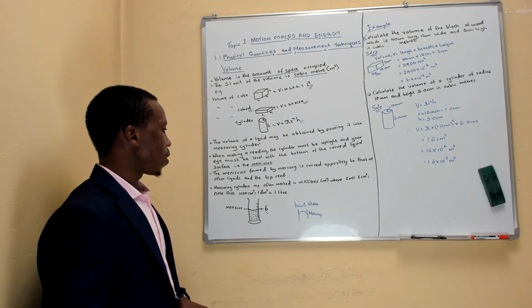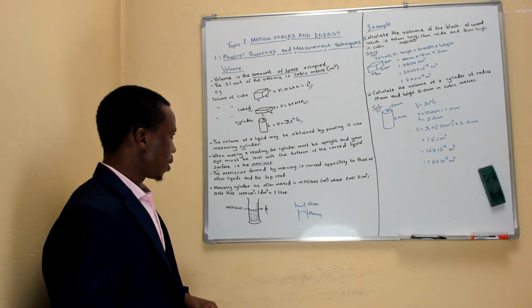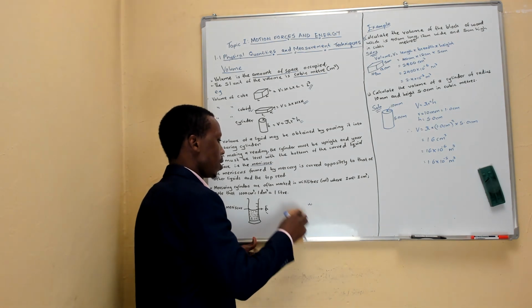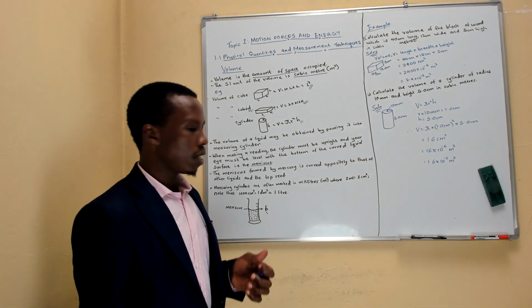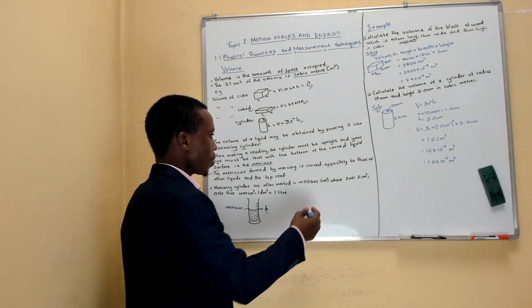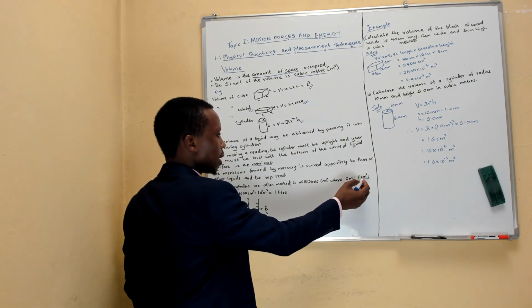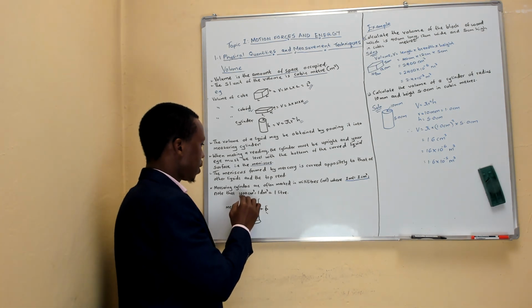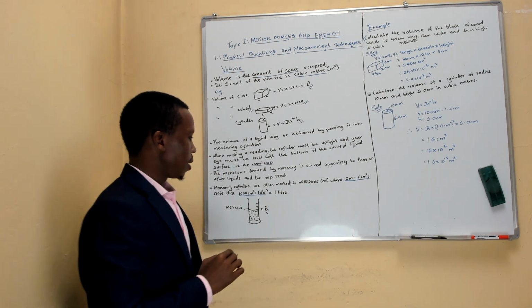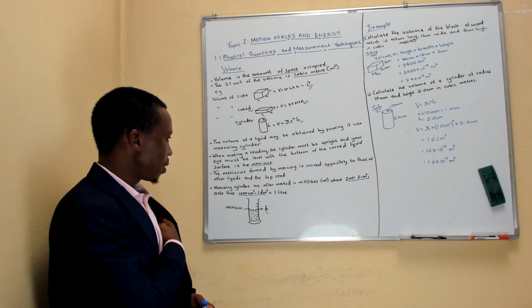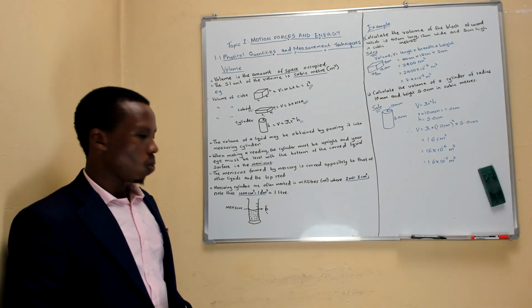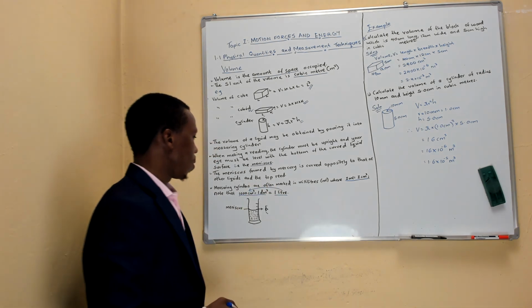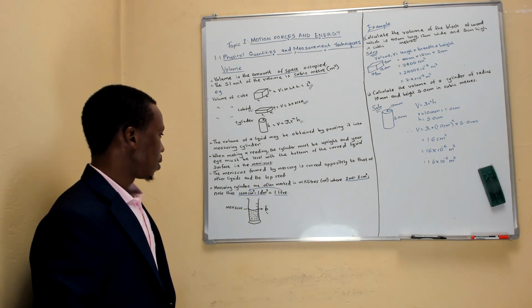So measuring cylinders are often marked in milliliters, where now the relationships between the capacities are: 1 milliliter is the same as 1 cubic centimeter, and also 1,000 cubic centimeters is the same as 1 cubic decimeter, and 1 cubic decimeter is the same as 1 liter, and vice versa. 1 liter is the same as 1,000 cubic centimeters.